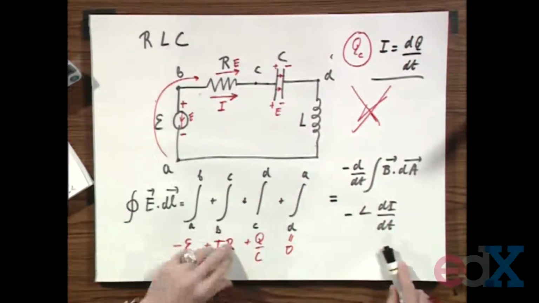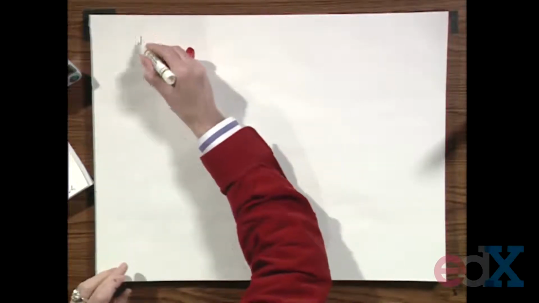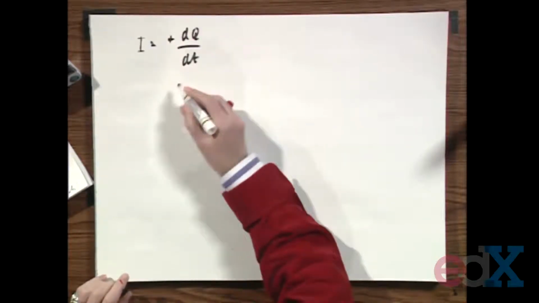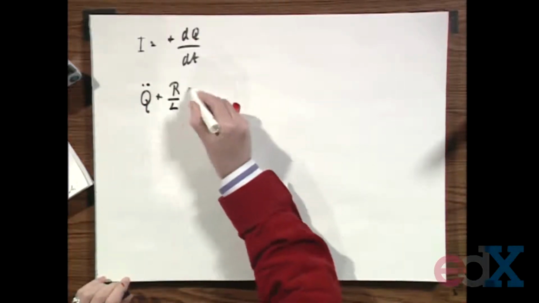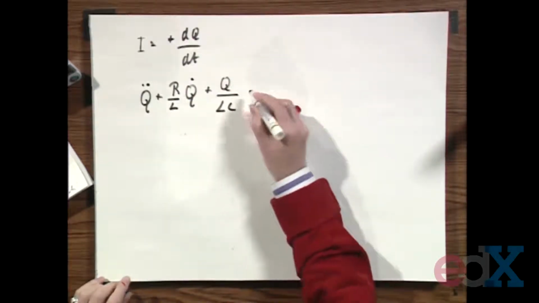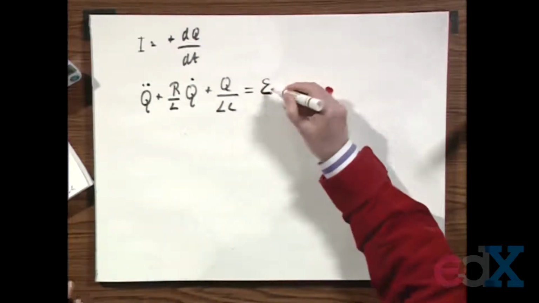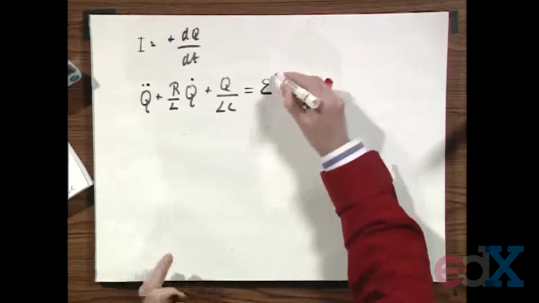Now I'm going to reorganize this a little bit. I may have to save this one because I may need it later. So using I equals plus dq/dt, I find now that Q double dot plus R over L times Q dot plus Q over LC equals that EMF. That is the EMF which is the driver. It's the one that could have various natures.